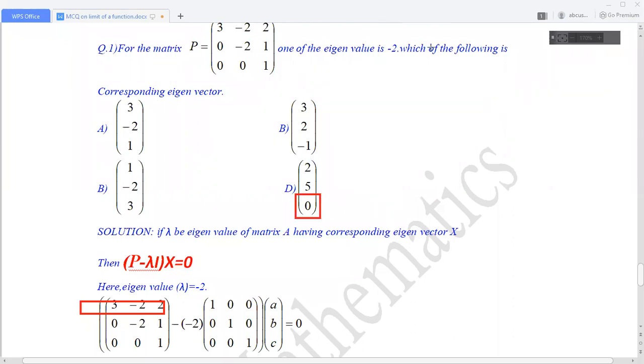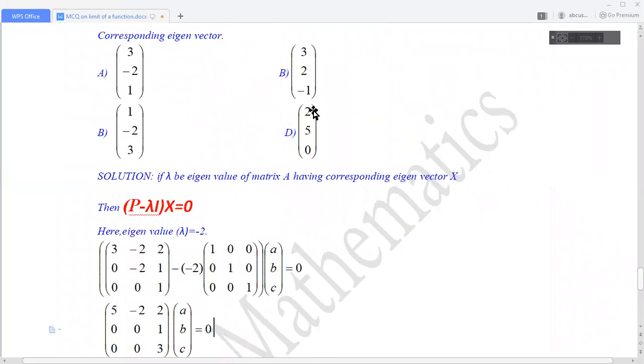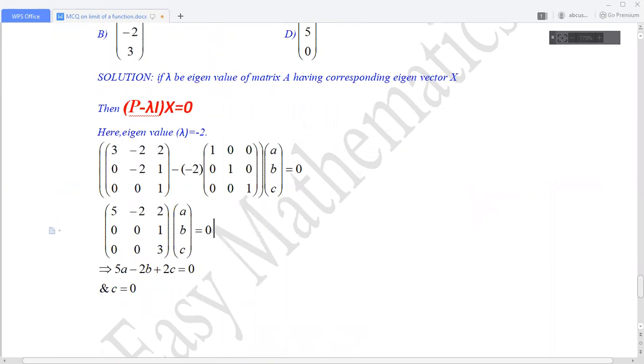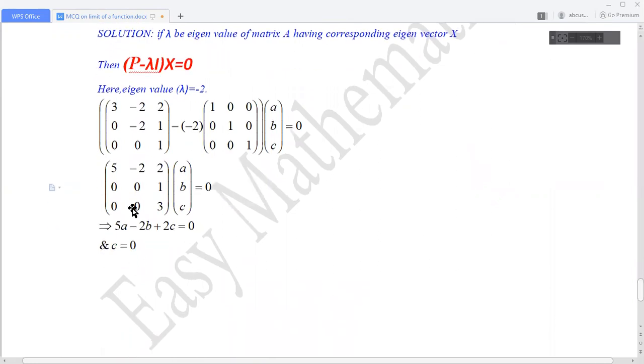Let's verify whether this option is correct or not. If this answer is correct, the value of a is 2 and the value of b is 5. Let's plug in a as 2 and b as 5 in this equation. Then this will be 10, and b as 5 gives negative 10, so positive 10 and negative 10 cancel out, plus 2 times c. c is here 0, so 0 equals 0. The equation is satisfied.